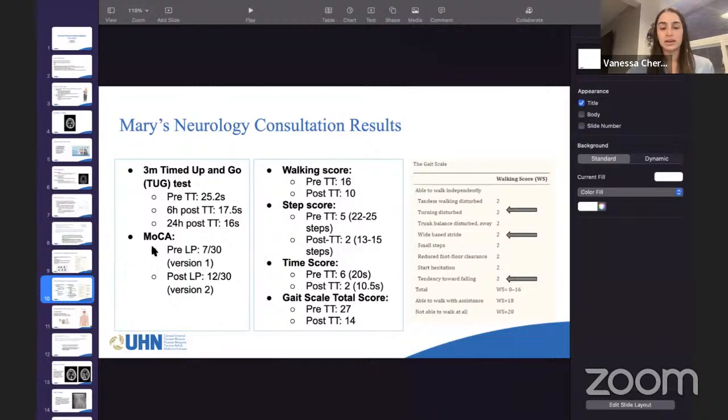You can see the MoCA, the Montreal Cognitive Assessment Test I talked about. Her cognition score before the lumbar puncture was a 7 out of 30, which actually indicates pretty significant cognitive dysfunction. And post lumbar puncture, she had a bit of an improvement. There's also this 3 meter timed up and go test. That's another test that one can use. And you could see that before her TAP test, it took her about 25 seconds to walk 3 meters, and post TAP test that improved.